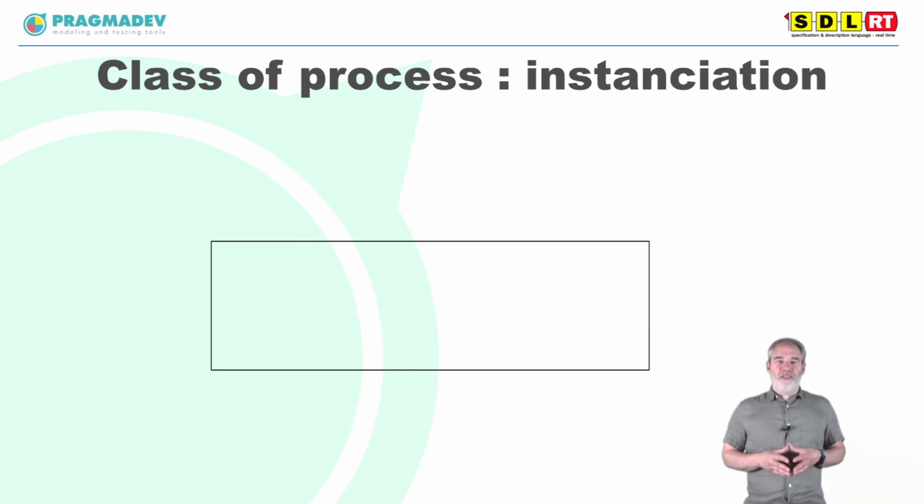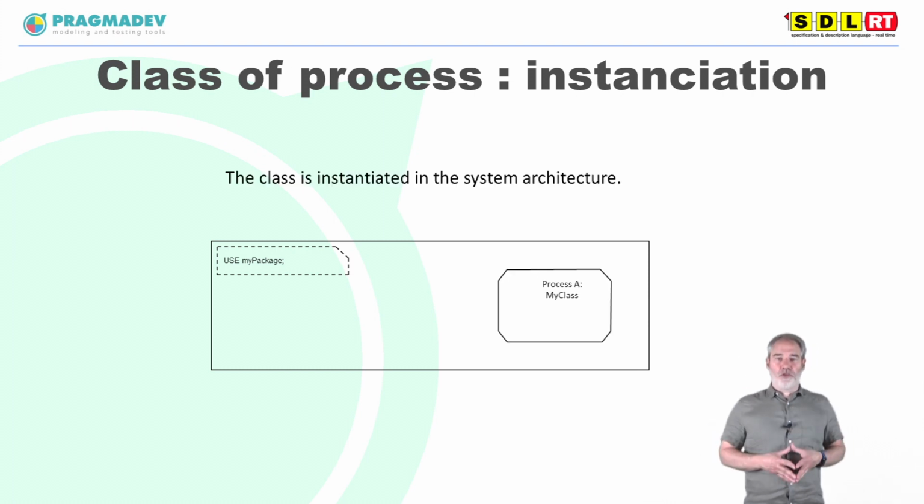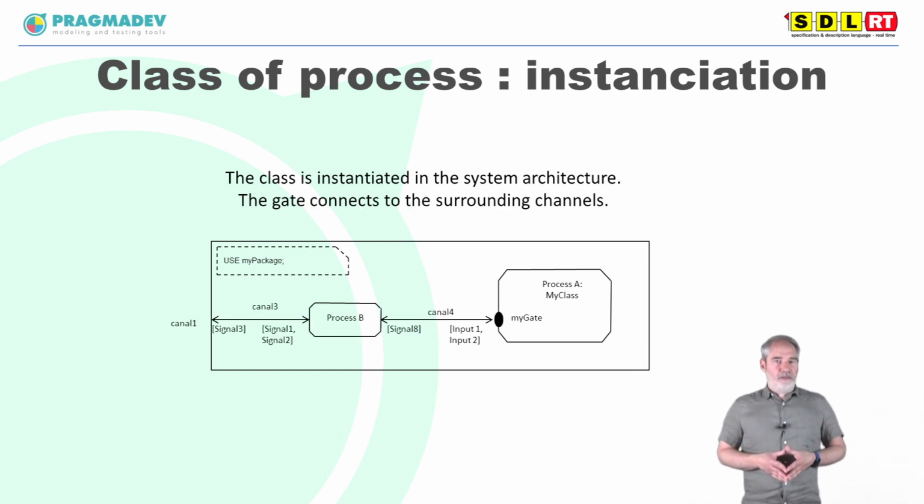The classes and their relationships are defined in the class diagram, and the class diagram is in a container called a package. So first, a system has to specify which package to use. Then, the dynamic class defined in the package can be instantiated in the architecture. In this example, process A is an instance of myClass that is defined in myPackage. Then the gates are connected to the surrounding channels. That means the messages defined in the channel must match the messages defined in the gate.